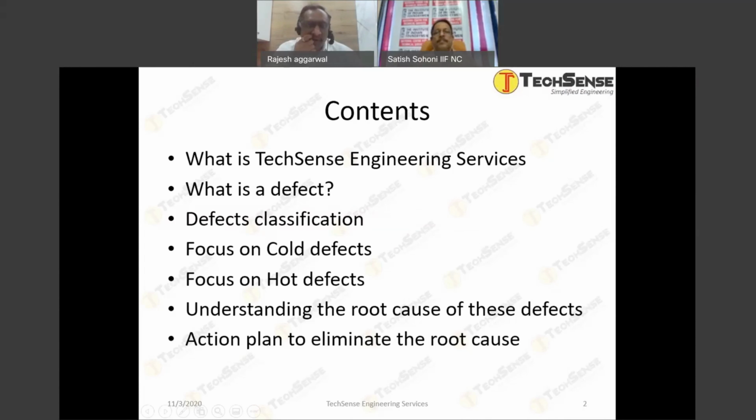So what we'll talk about: one slide about Texans, what all we are doing, and we'll continue our discussion with the defect classification. We'll focus on the different types of defects, and we'll try to understand the root cause of these defects and what we can do to eliminate these root causes from an engineering perspective.